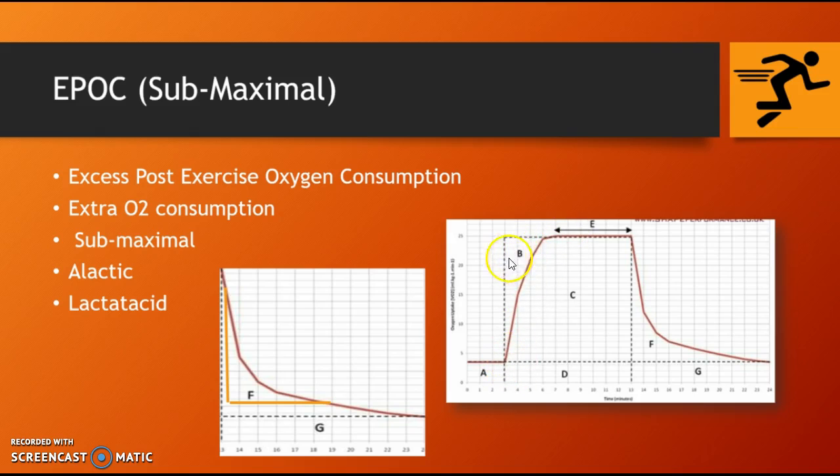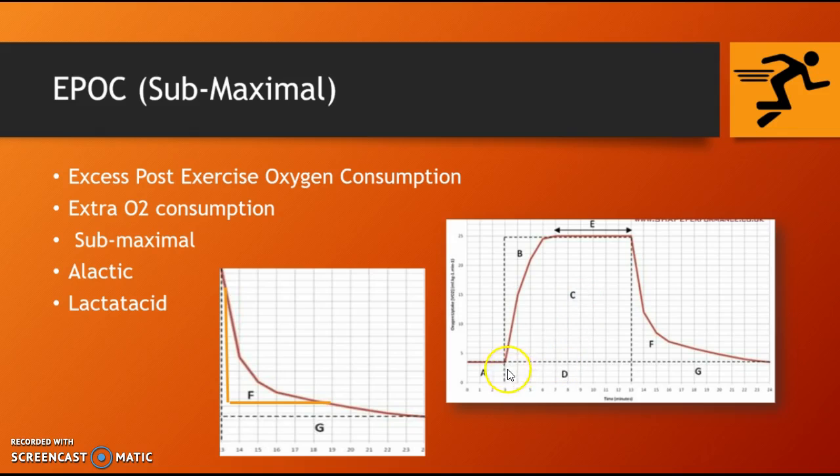So here at B, this part here in the triangle, this is basically our anaerobic system. To use our aerobic system, which is C, this massive space here, we have to go through our anaerobic stage first. So B is basically the oxygen deficit.